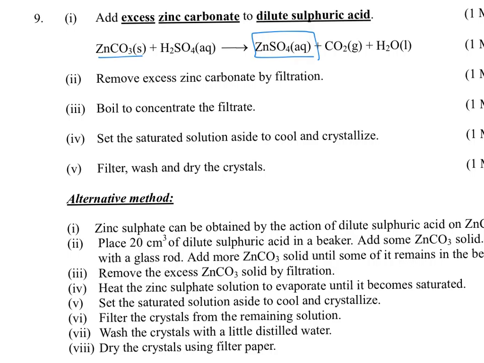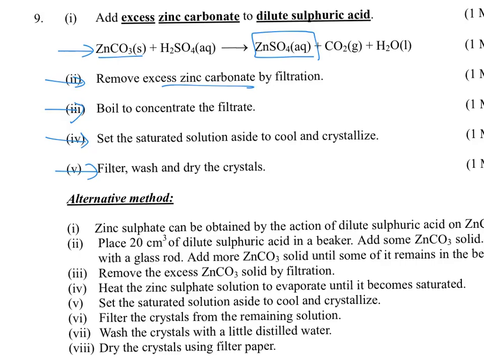And then you react, add excess, and filter off the excess carbonate. Someone wrote down use excess acid. It's totally incorrect, because with excess acid, the acid will contaminate the salt solution. We can simply use excess carbonate or excess alkali. Sorry, it should be excess base, because alkali dissolves in water. And then we boil to concentrate, and then we saturate it to have crystallization, and then filter, wash, and dry the crystal. It's very easy.